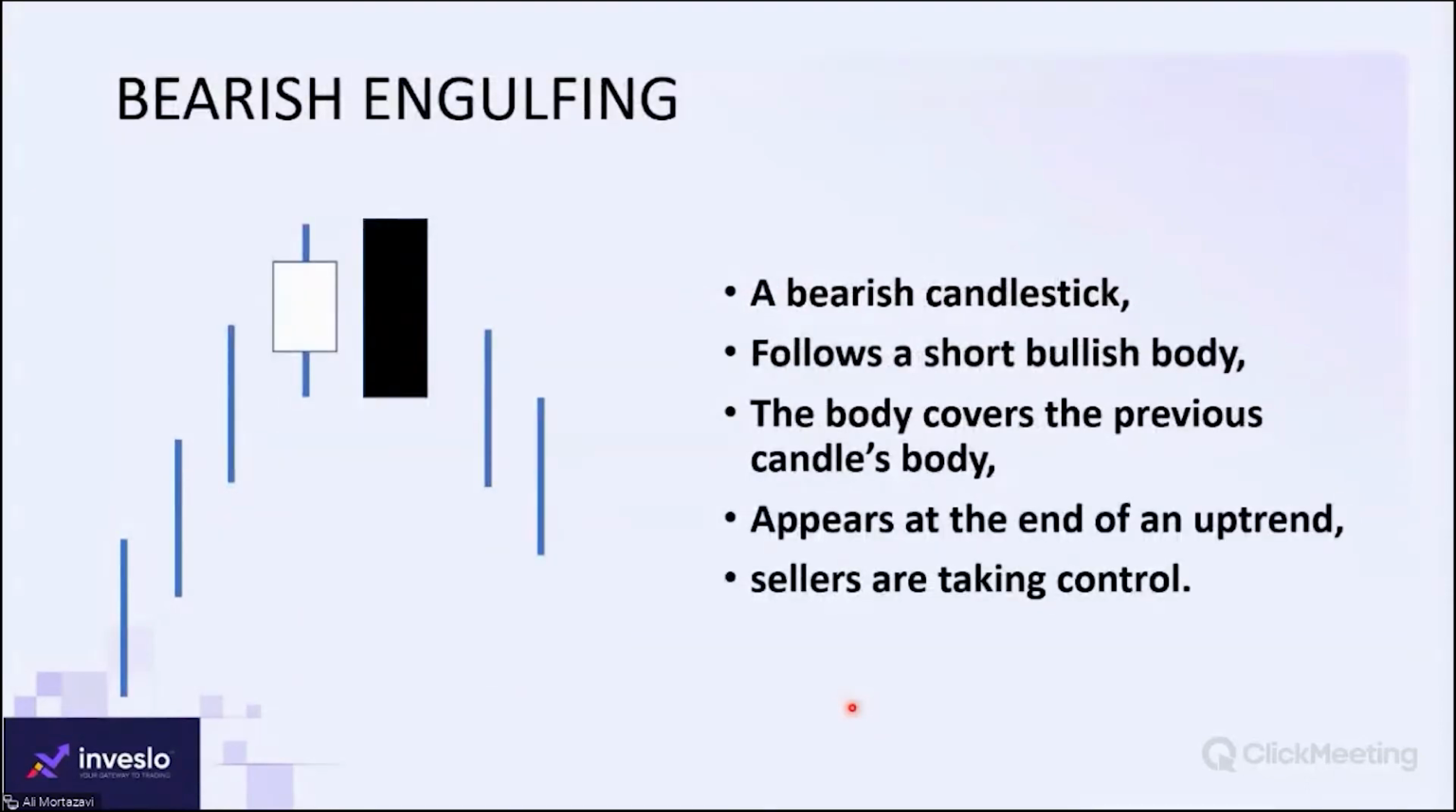The next one is a bearish engulfing pattern, and the bearish engulfing pattern is one which we consider a stronger bearish pattern, because we have a bearish candlestick, usually with a long black body, following a short bullish body or short white body, and the body of this long bearish candle covers the previous candle's body. It means it engulfs it.